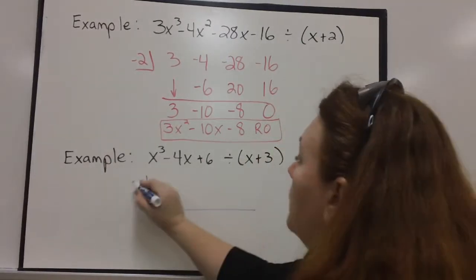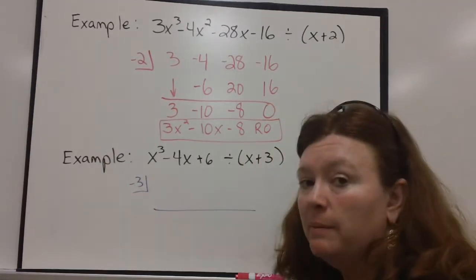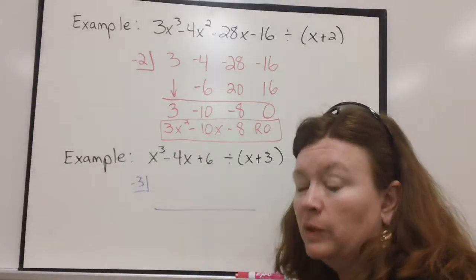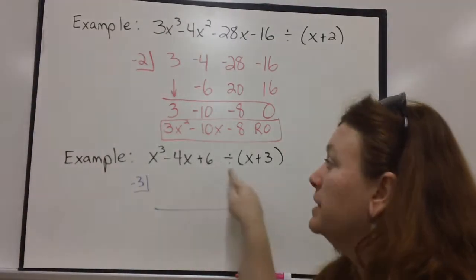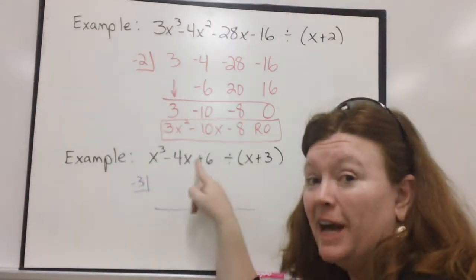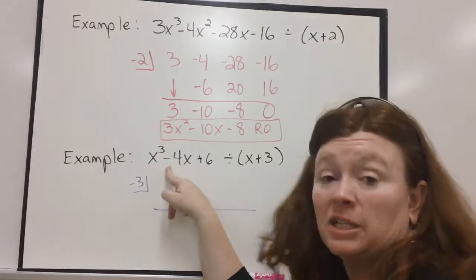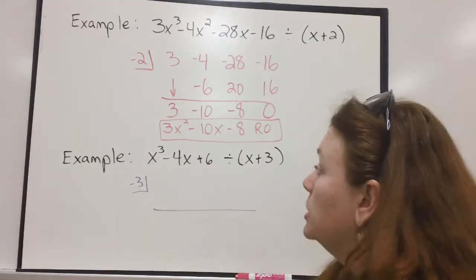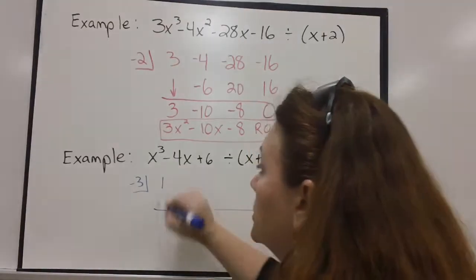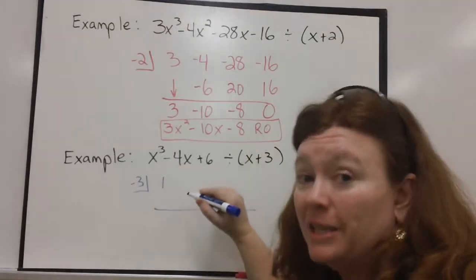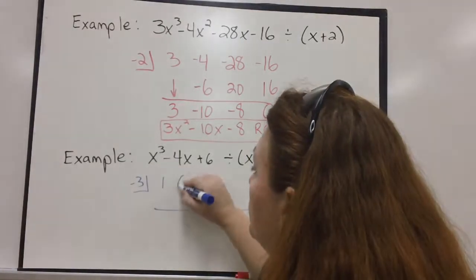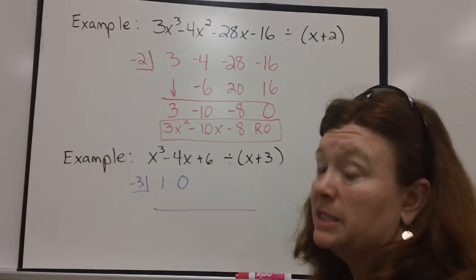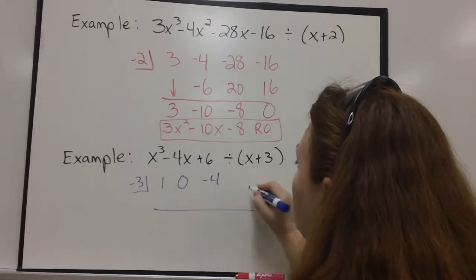Negative 3 goes in the box. When I write my coefficients, I have to be careful not to miss something. Do you see that something is missing? I don't have an x squared term. It's missing. So I have a 1x cubed. I have 0x squared. You must fill the missing spot with a 0. Negative 4 and 6.